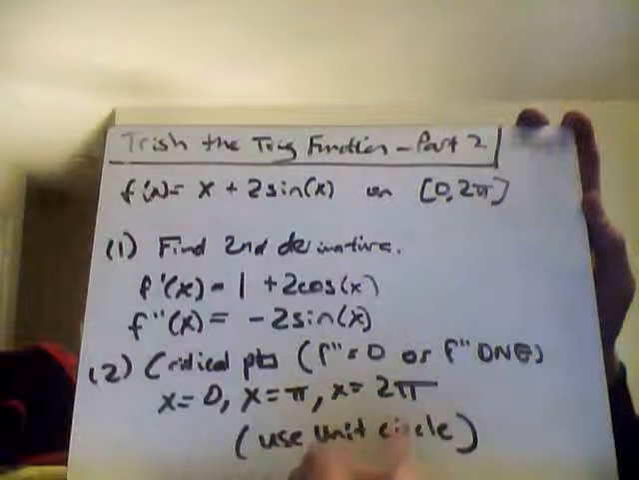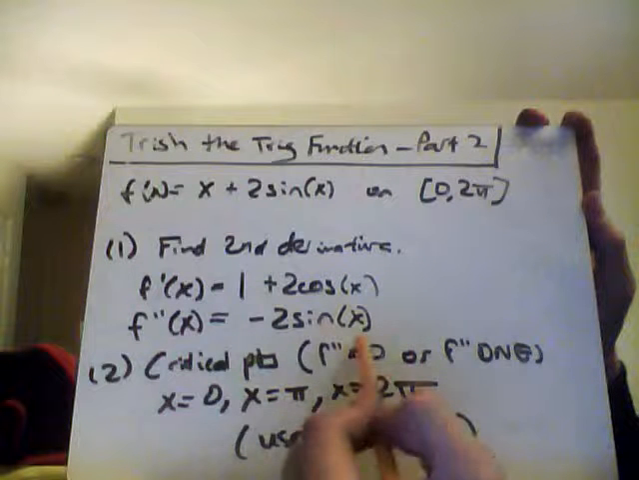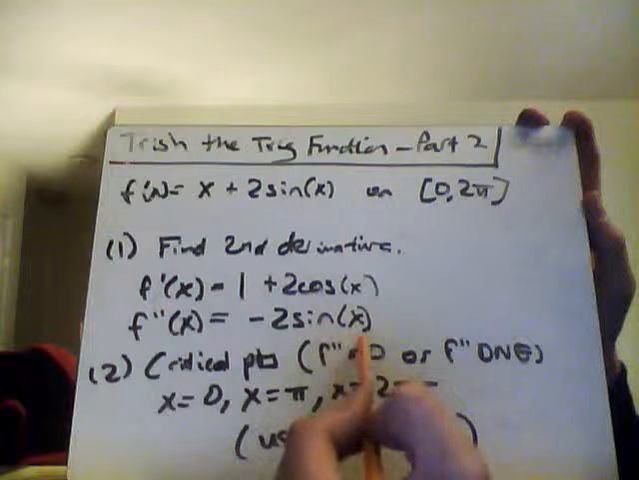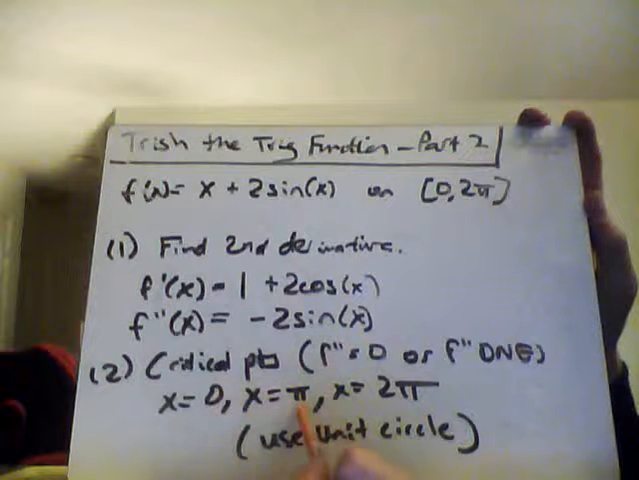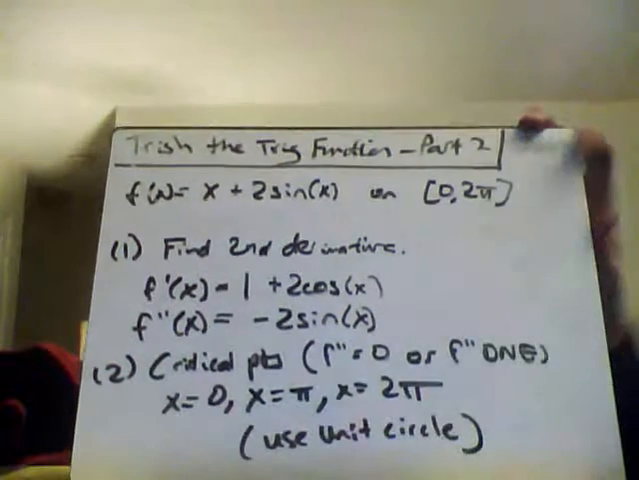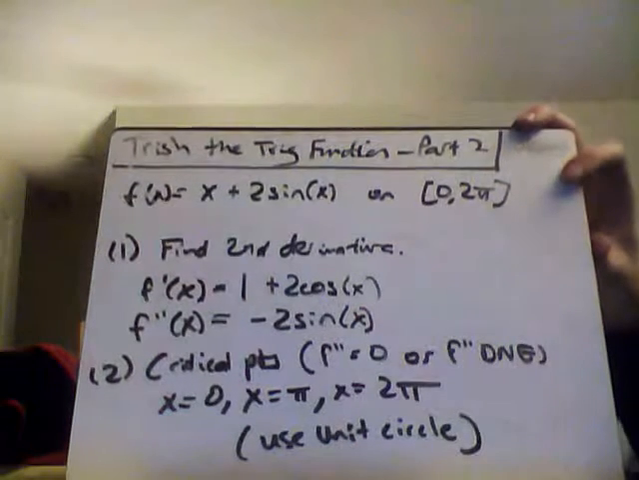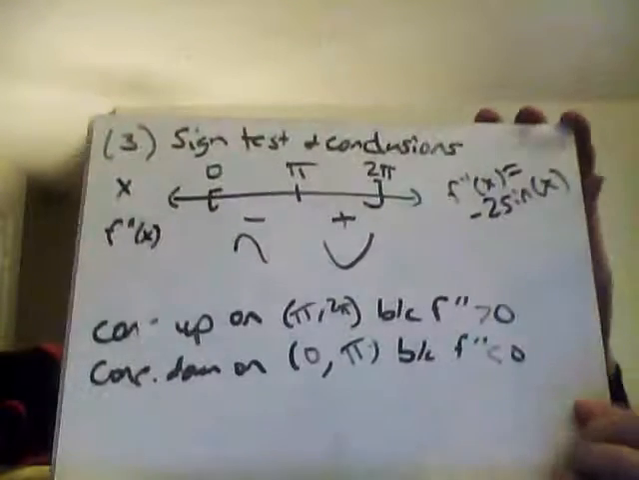If we remember our unit circle, we need our y coordinates to be equal to 0. That's where negative 2 sine of x will be equal to 0. That will occur at x is equal to 0, x is equal to pi, and x is equal to 2 pi. From there, we can come up with a pretty easy sign test and conclusions.